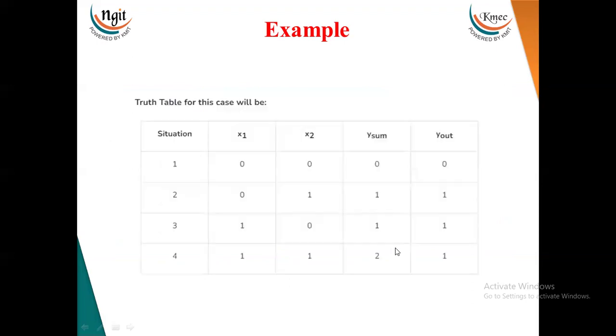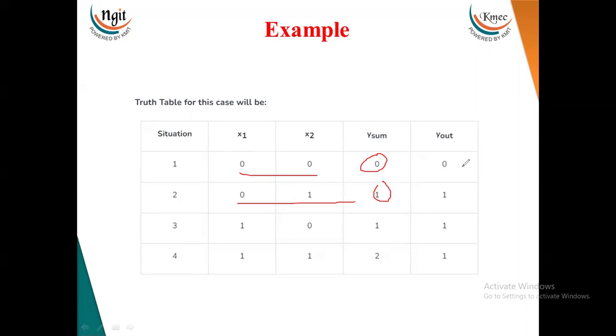When x1 is 0 and x2 is 0, the y sum is 0, and y out will be 0. Next, for 0 and 1, according to the summation, 0 plus 0 is 0, 0 plus 1 is 1, 1 plus 0 is 1, and 1 plus 1 is 2. I'm just adding without any weights here, since the weights are 1 for x1 and x2. Adding the first two values I get 0, and using the next value I get 1.